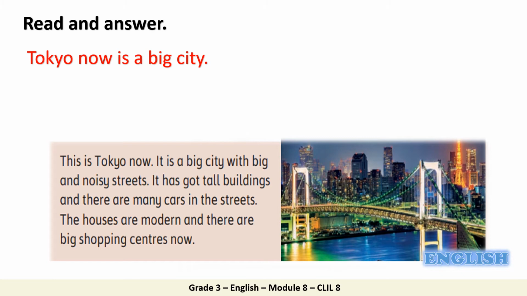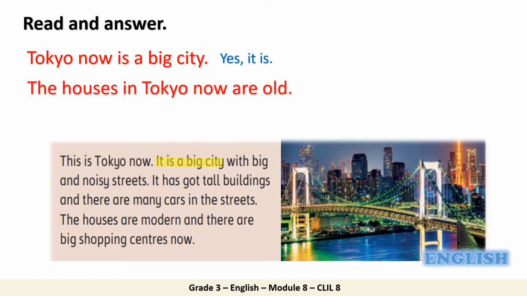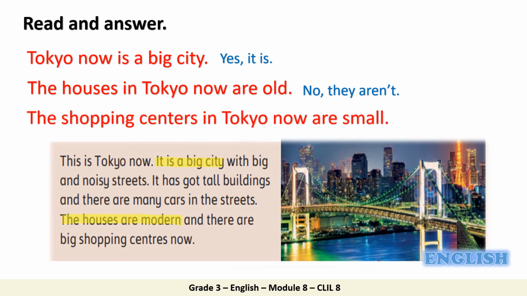Let's continue answering more questions about the other part of the text. Tokyo now is a big city. Super. Yes, it is. The houses in Tokyo now are old? Wonderful. No, they aren't. And let's do one last question together. The shopping centers in Tokyo now are small. Stunning. No, they aren't.